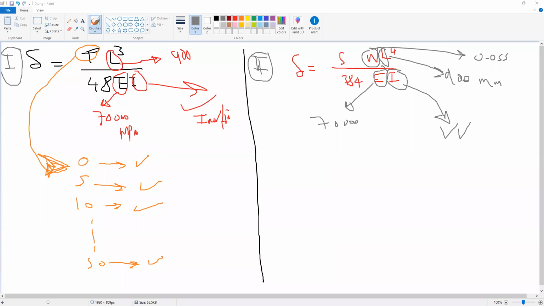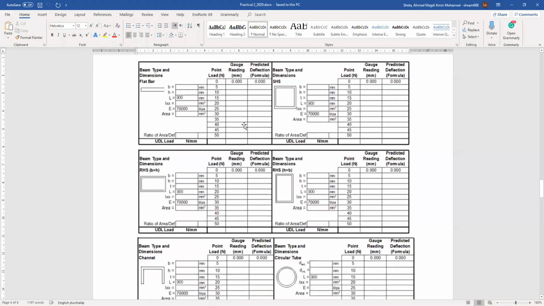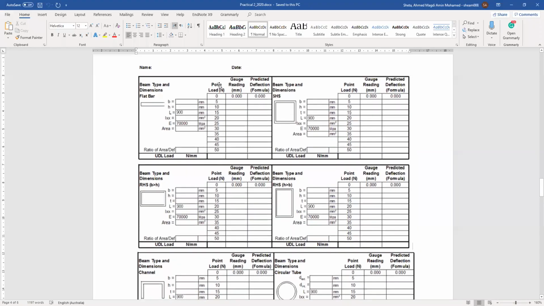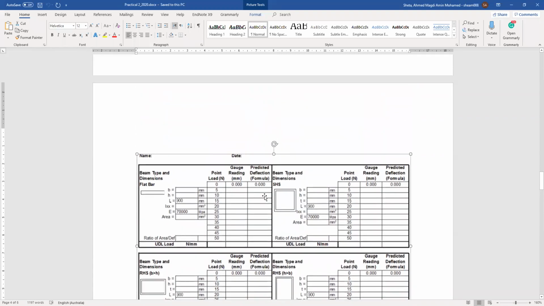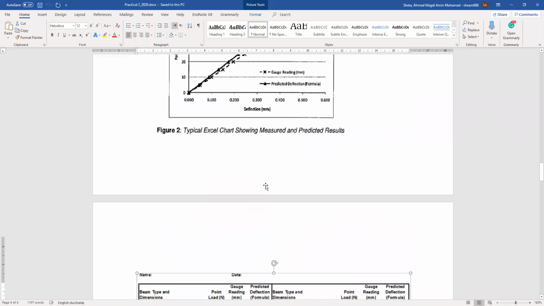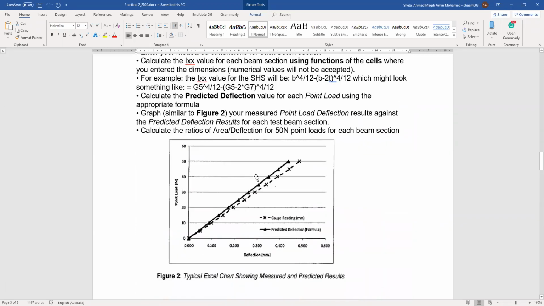Okay, using this table, sorry, I will return back to it. If you have a look at this table, you can draw a relation or graph between the load and the gauge reading, and between the load and the predicted deflection. But this is not the main thing. The main thing is to fill the table first. Then, if you're happy, you can do this relation.